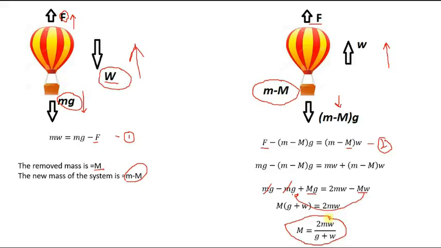So this is the required mass to be removed from the system so that it starts accelerating in the upward direction with an acceleration equal to w.